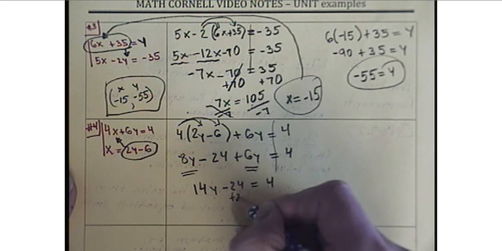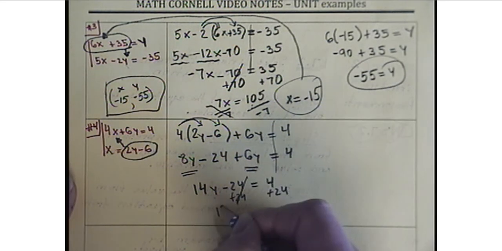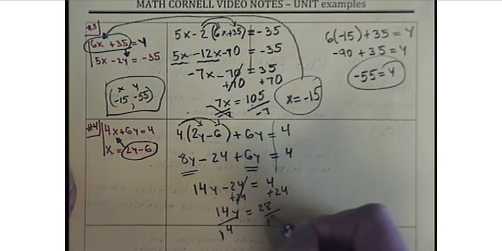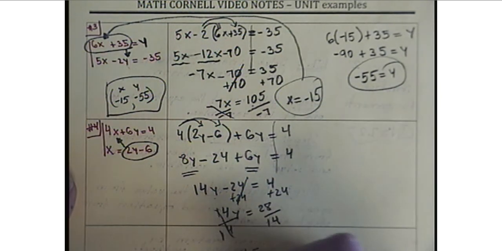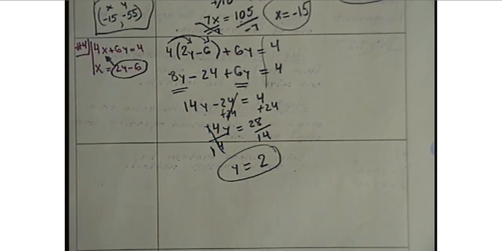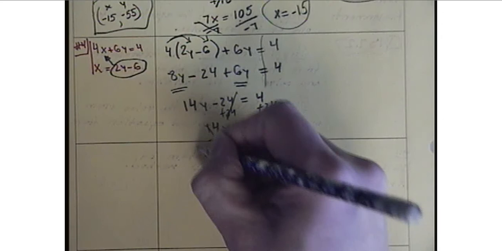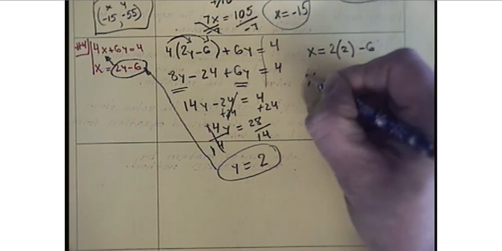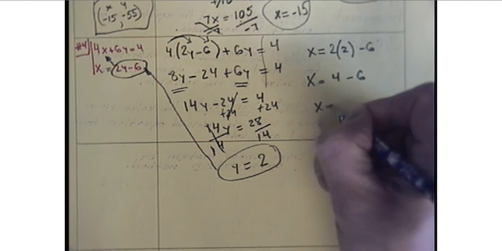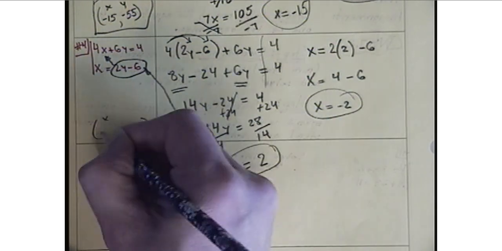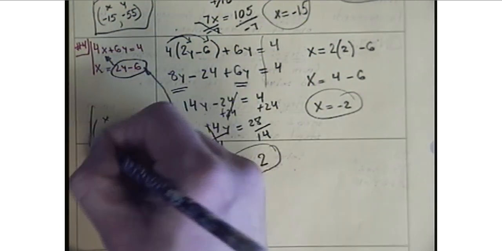Plus 24 on each side. 14y is equal to 28. Divide by 14. So y is equal to 2. That is the first coordinate of the point. Now we are grabbing y and going back to the circled equation to get x. So x will be equal to 2 times y, which is 2, minus 6. x equals 4 minus 6, so x is negative 2. And the solution for this is x is negative 2 and y is positive 2. Final answer.